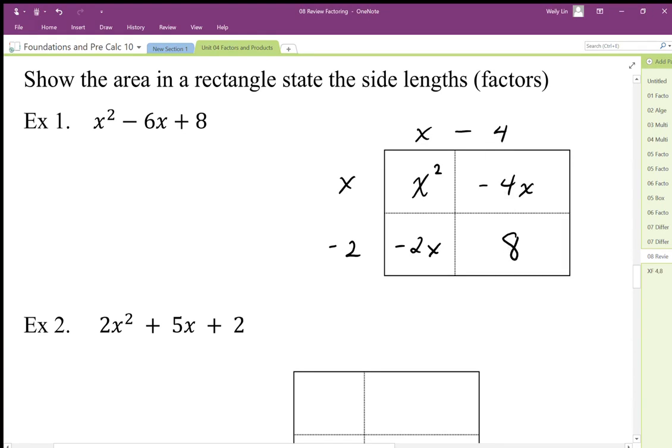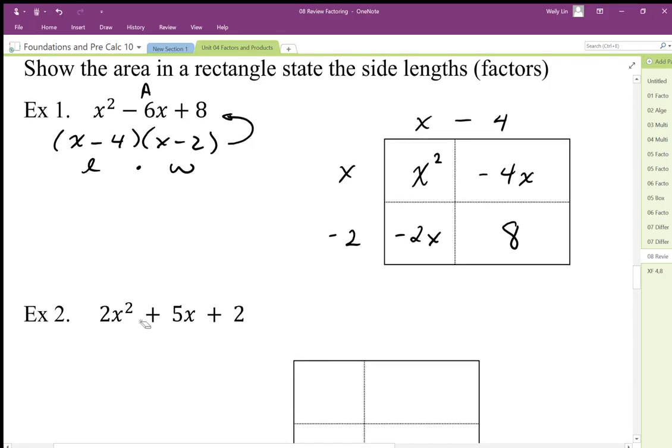So there I've got the area in a rectangular array, and then we could use algebra tiles here too if we wanted to, but again we want to try to move away from those algebra tiles. And we can now show this as length times width equals area. So there's my area, there's my length, there's my width.